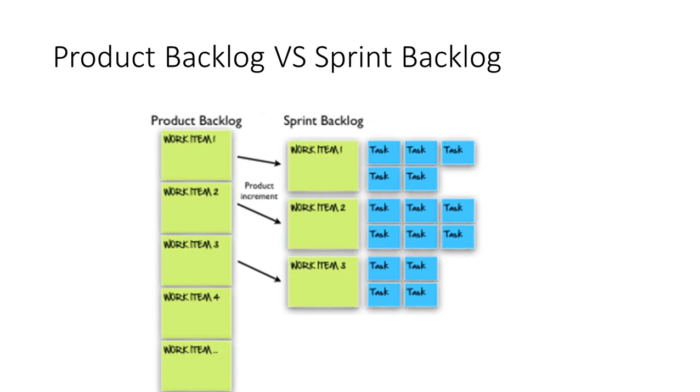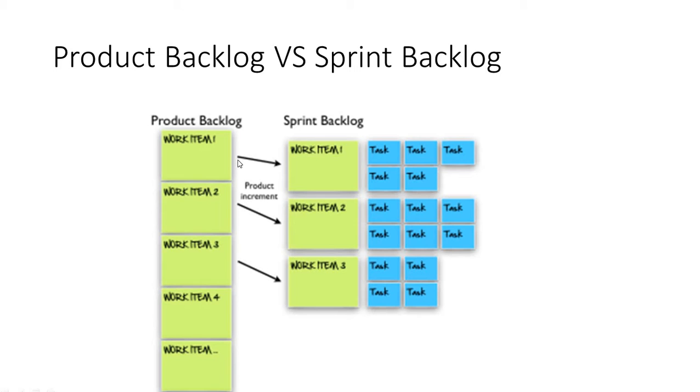Okay, so here comes the picture of product backlog and sprint backlog. The product backlog contains user stories. For example, work item 1, work item 2, work item 3, work item 4. These are the user stories. Okay, and from the product backlog, we form a sprint backlog.